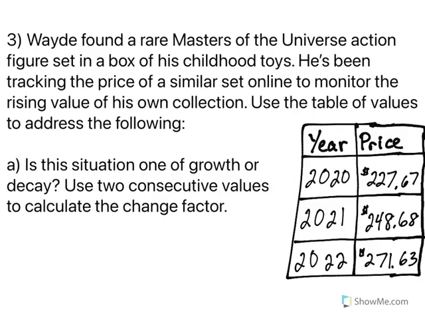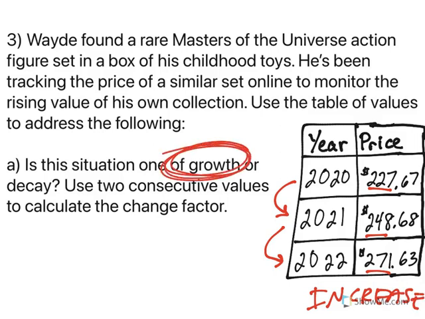Let's start there. As we look from year to year, what do you notice about the prices? They go up. They increase. So since our values increase, this is exponential growth. That means our change factor is going to be greater than 1. Now here we are given a table, so we're going to use consecutive values to find our change factor.